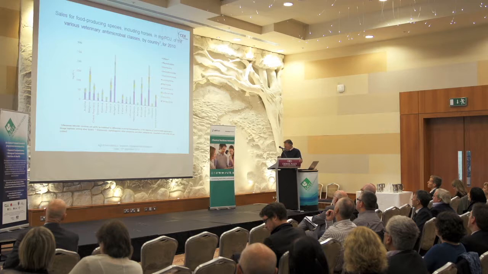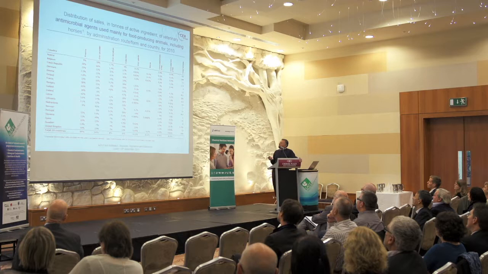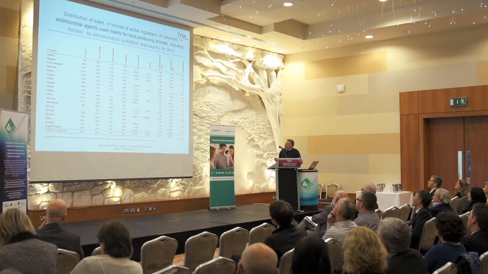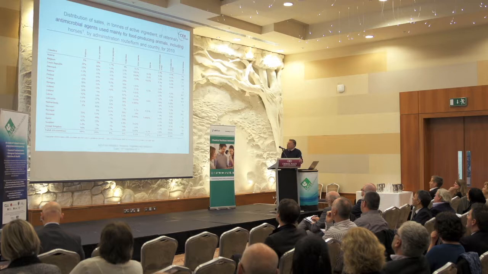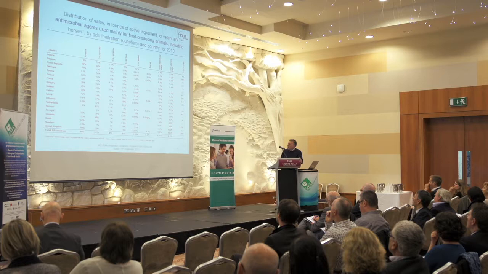Another table, very interesting, shows that you have to observe that most of the sales of antibiotics are premix and powder. More than 90% of the antibiotics sold in Europe are in this form. And if you look, injection is 9%, oral paste 0.1, and for mastitis it's 1%. So it's quite low compared with the premix and the oral administration, still for the same reason, because it's used for prophylactic use.